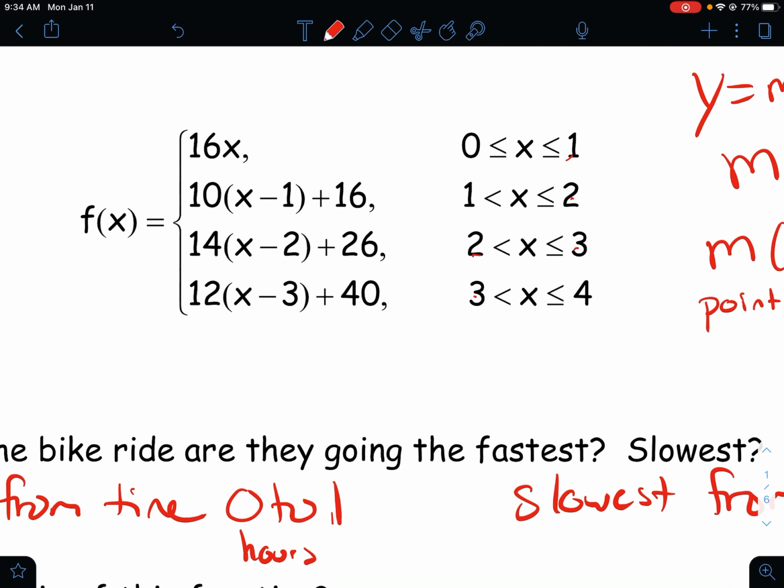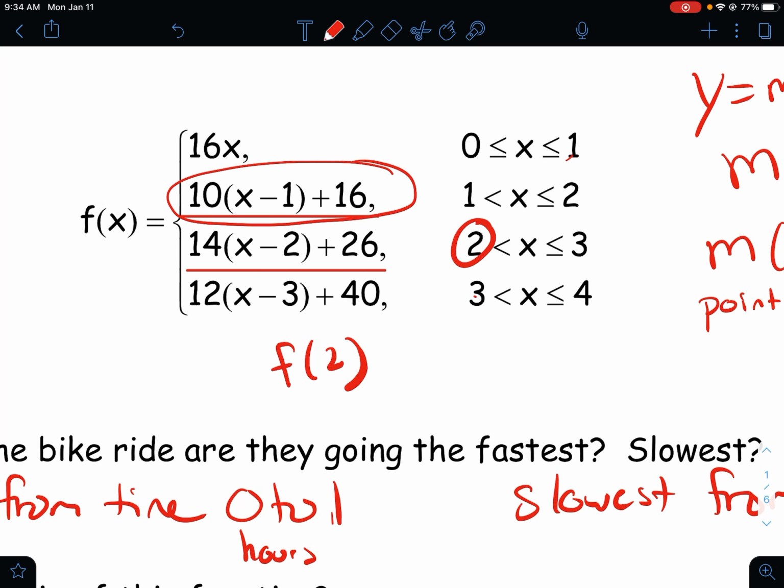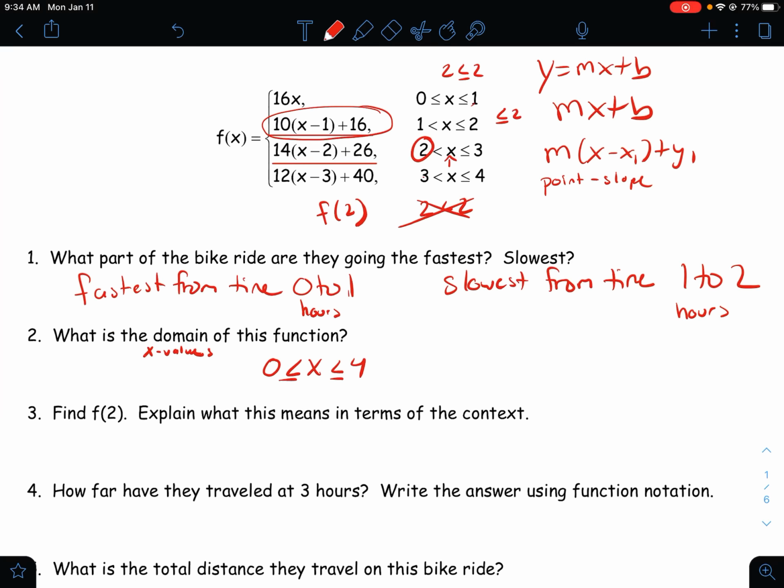So first off, we have to identify which one of these functions we are going to use to define f of 2. Now, we see that 2 appears twice, right? But we have to figure out, are we going to use this equation, or are we going to use this equation? We're actually going to use this first one here, or I guess it's the second one. And the reason for that is it has this less than or equal to. So 2 is less than or equal to 2. If we tried to put a 2 in for this x, we would get 2 is less than 2, which is false. So we need to go with this 10 times x minus 1 plus 16.